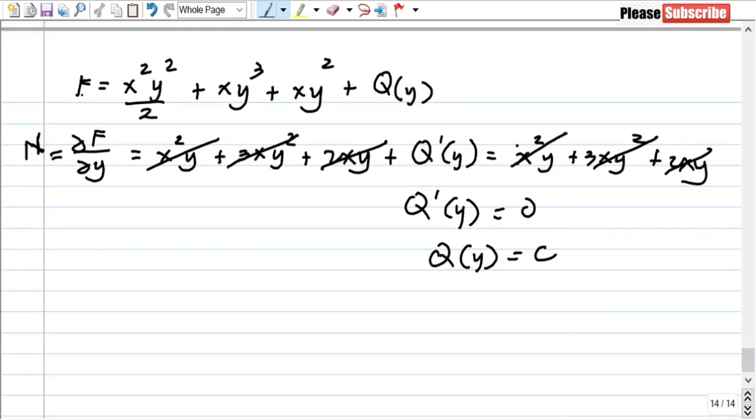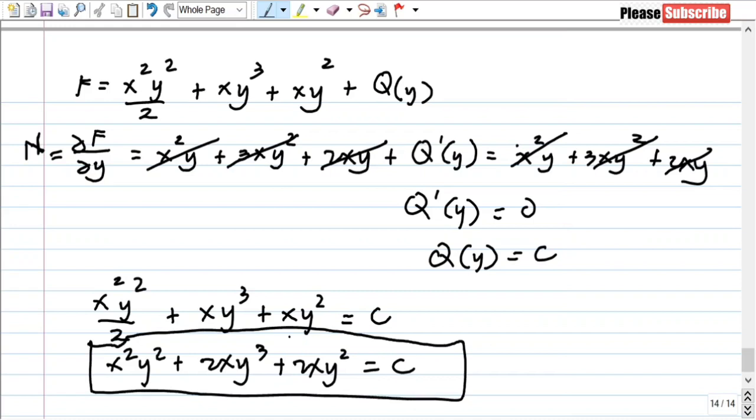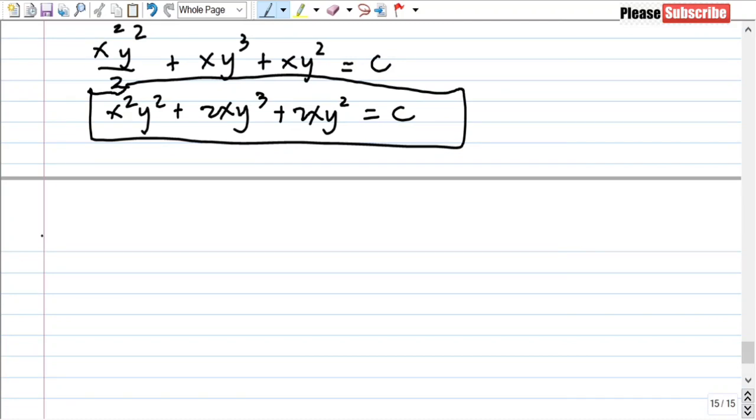Yan. So, therefore, again natin, if we put f is equal to 0, so therefore, x squared y squared over 2 plus xy cubed plus xy squared is equal to c. Yan. Or that will be x squared y squared plus 2xy cubed plus 2xy squared is equal to c. So, ito na po yung ating final answer. Okay? So, kung titingnan nyo, medyo mahaba yung method na ginamit natin dito. Tingnan natin kung magpaparehas sila dun sa gagamitan natin ng other method, katulad ng ginawa natin dun sa mga previous na problem natin.